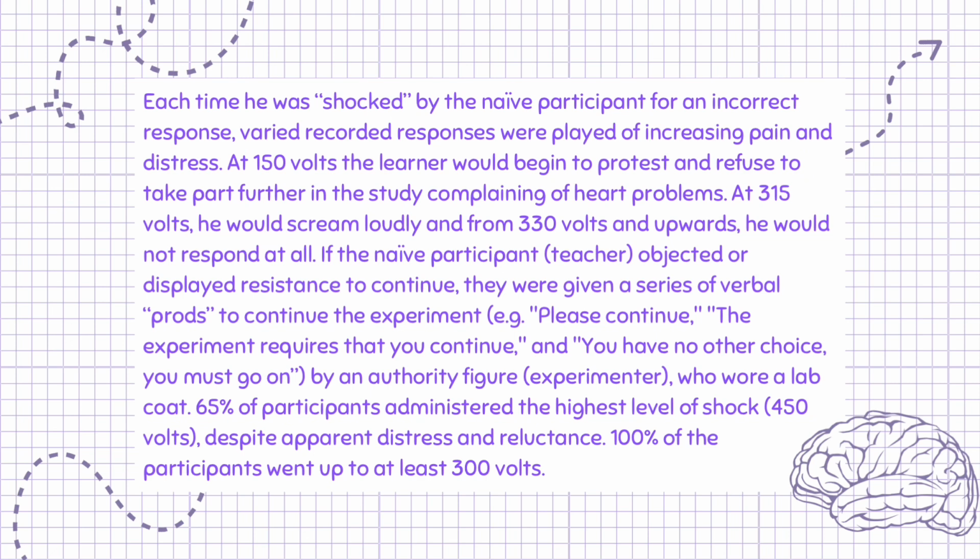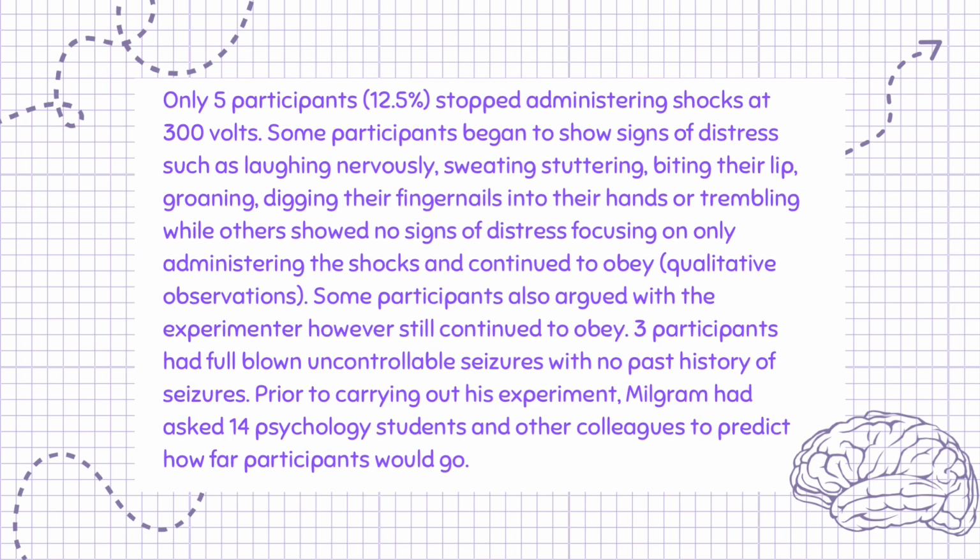65% of participants administered the highest level of shock, 450 volts, despite apparent distress and reluctance. 100% of the participants went up to at least 300 volts. Only 5 participants, 12.5%, stopped administering shocks at 300 volts.